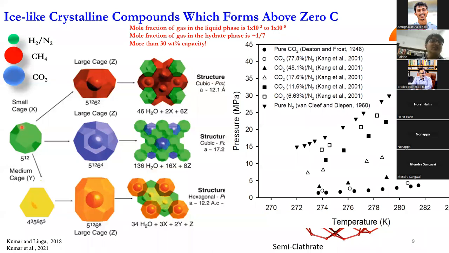So in this particular case, you see there are some small cages and some large cages in structure 1. In structure 2, the large cage is even larger in size than the large cage of structure 1. And there is also a structure H where the large cage is very much bigger than the large cage of structure 1. What we have seen is that a molecule which is larger in size, for example a molecule like propane, forms a structure 2 hydrate at a very mild condition. Or there are molecules like tetrahydrofuran which form a structure 2 hydrate at a very mild condition.